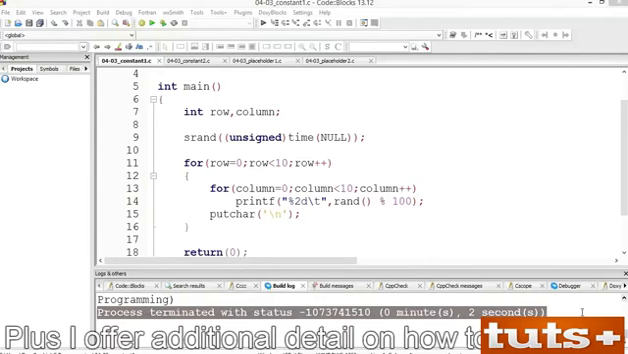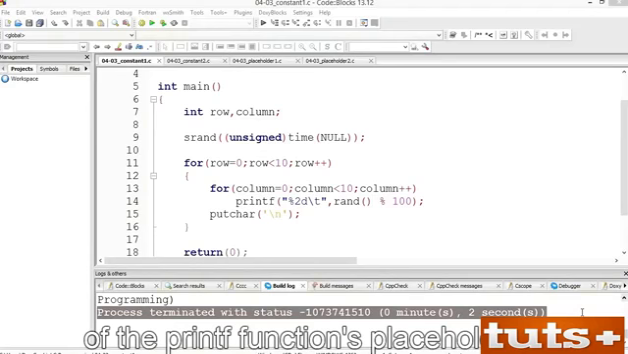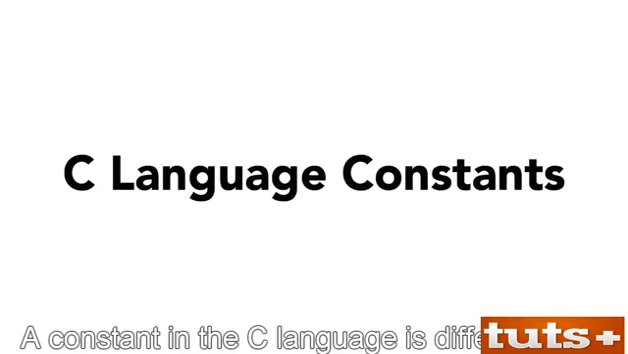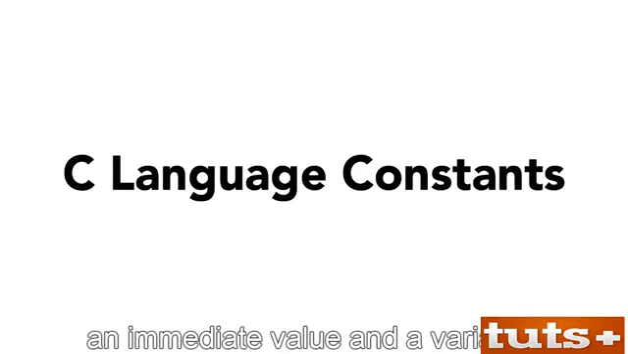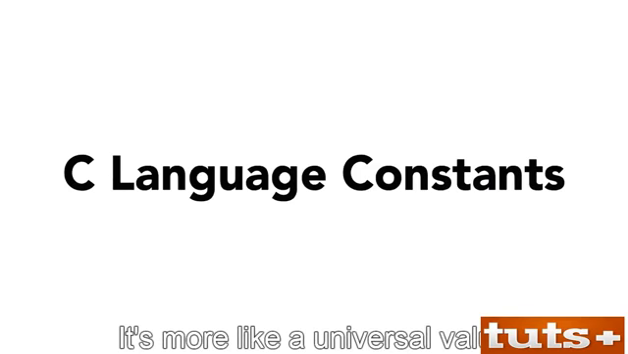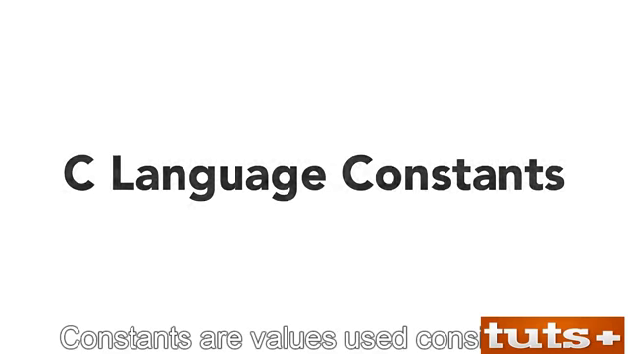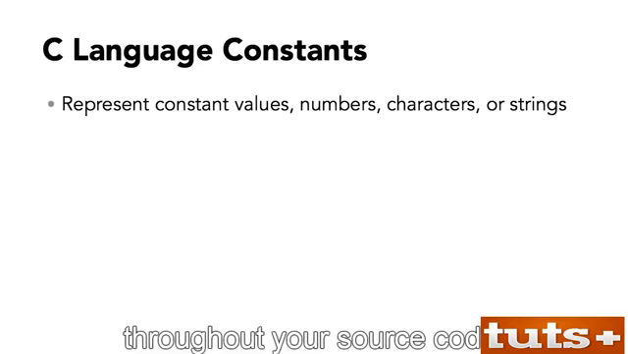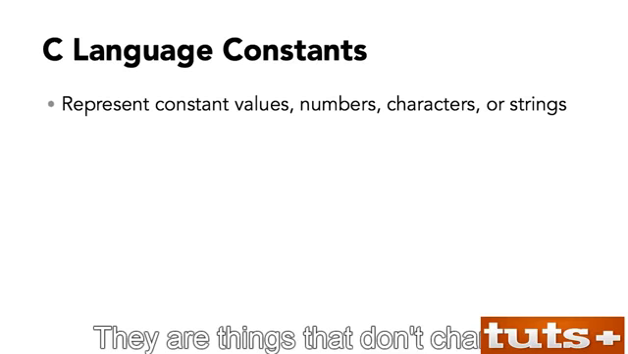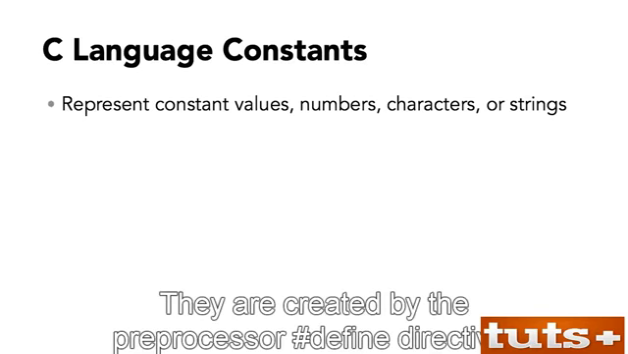A constant in the C language is different from an immediate value and a variable. It's more like a universal value that doesn't change throughout the code. Constants are values used consistently throughout your source code. They're things that don't change. They're created by the preprocessor define directive. Normally, the constant is written in all caps, letters and underlines only.